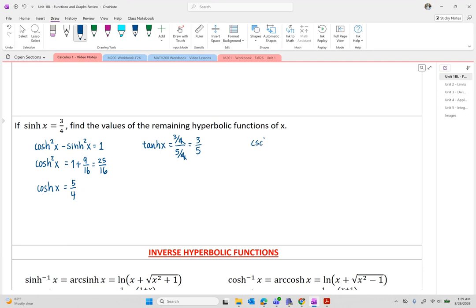So the hyperbolic cosecant of x is the reciprocal of the sine, so 4/3. The hyperbolic secant of x is the reciprocal of the cosine, so 5/4. And the hyperbolic cotangent of x is the reciprocal of the tangent, and that will be 5/3.